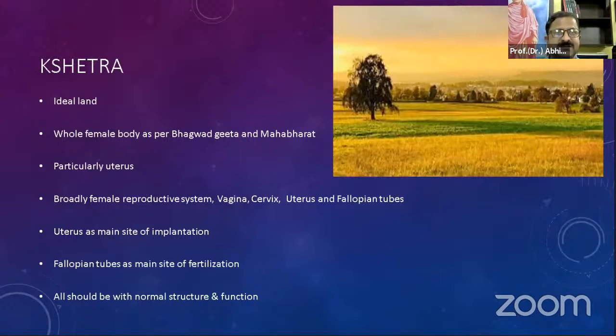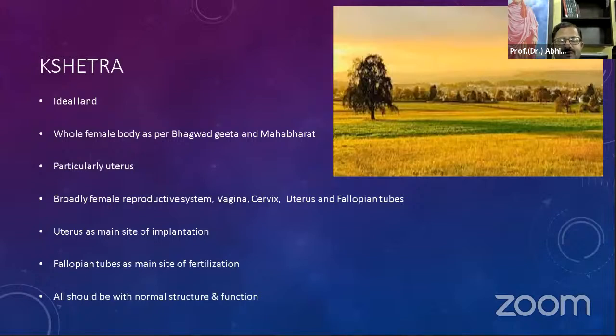Second is the Kshetra. This is the second element which is required for the concept of embryogenesis. Kshetra just means the ideal land. If we go to nature, we know that each and everything doesn't grow in each and every region. There requires some particular land, some particular soil, to produce something very special.